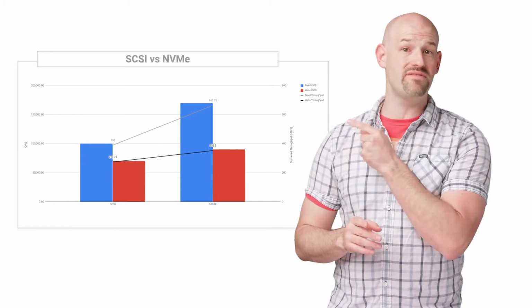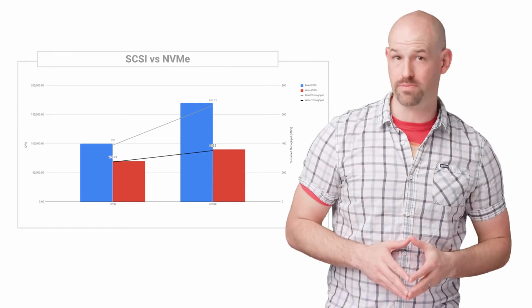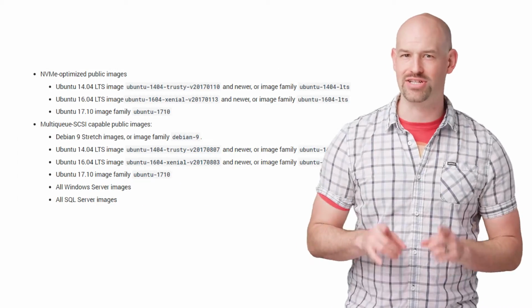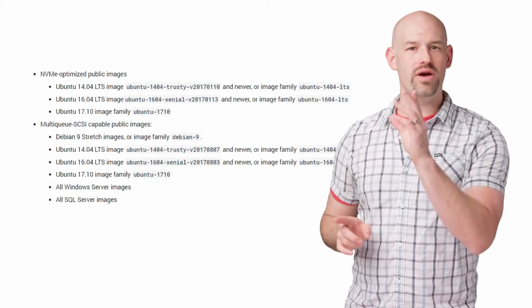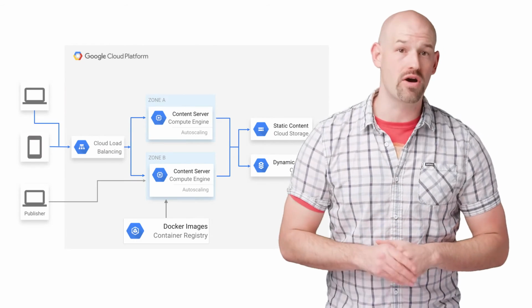We clearly see that NVMe has an advantage with respect to read performance and a slight advantage over write performance. But here's the catch. In order to use NVMe, you have to have a disk image that supports it. And this was the thing that was hurting VR Ignition.